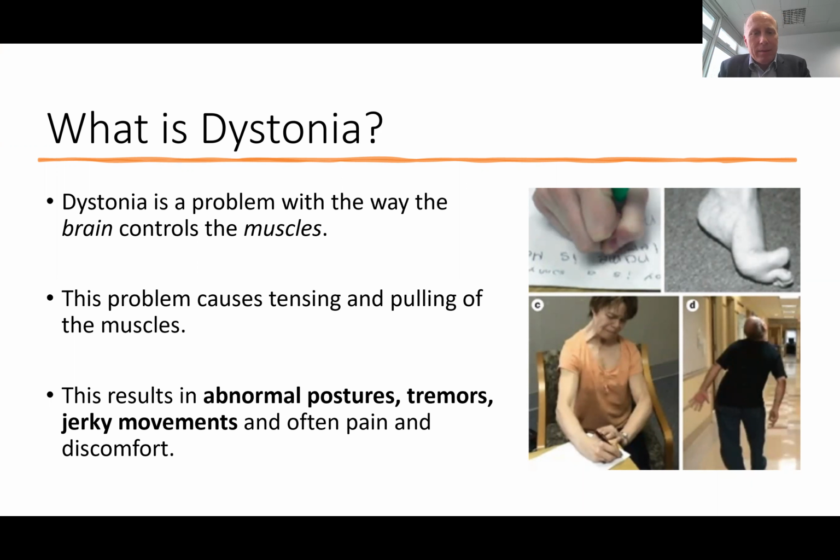And the problem is of sort of abnormal control of the muscles. So the muscles are tense, they pull, they're contracting when the person doesn't want them to. And this produces posturing of the body. So it pulls the body into abnormal postures. And often at the same time, people get tremulous movements, or shaking, and even jerky movement as well. And because there's a lot of muscle tension and pulling, and because the posture is abnormal, it often causes pain and discomfort alongside the abnormal muscle activity.